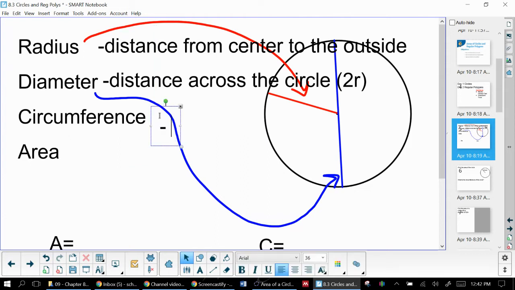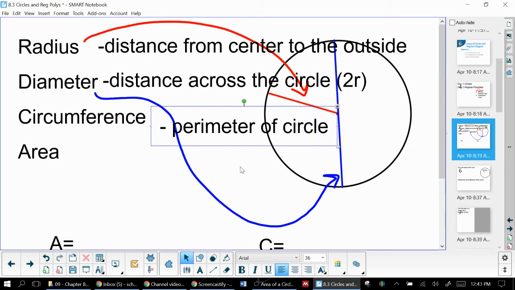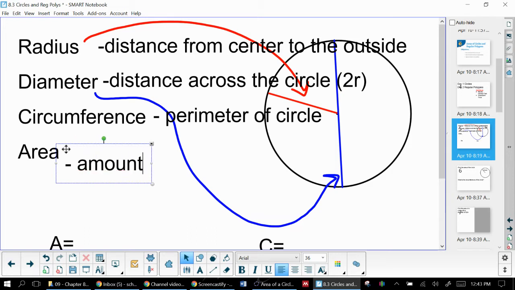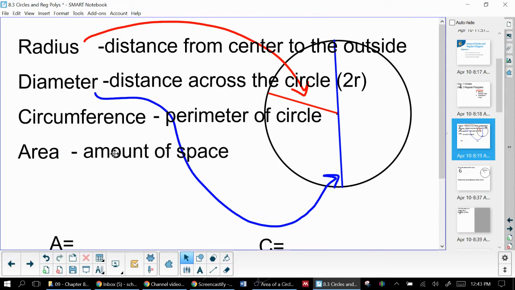Next up, we've got a fancy word here, circumference. Circumference is just the word that we use for perimeter of a circle. And so if you ever see a circle, you're not going to see the word perimeter, you're going to see circumference instead. And just like with perimeter of anything else, that just means the distance all the way around the outside. And then the final one here is area, and that is just the amount of space. Same definition as any other shape for area.